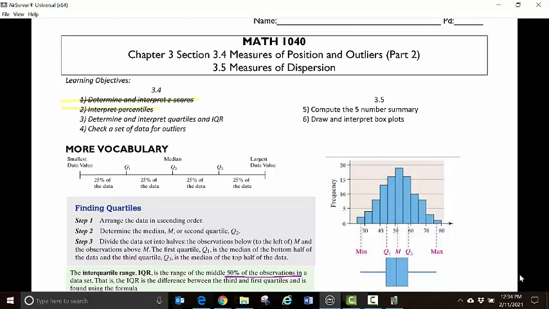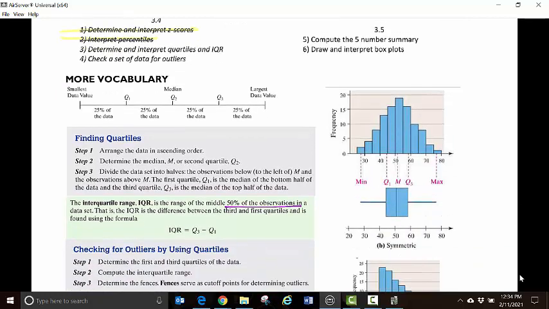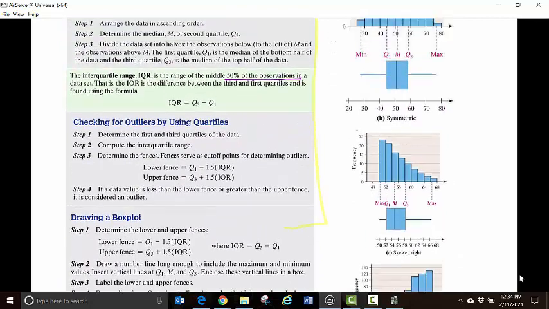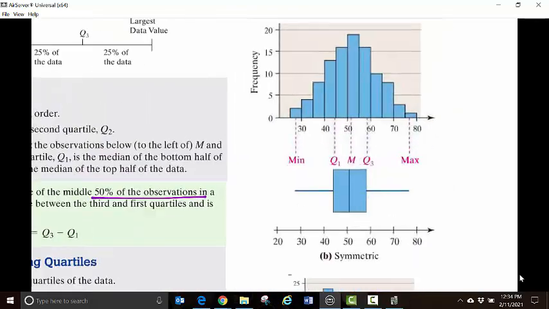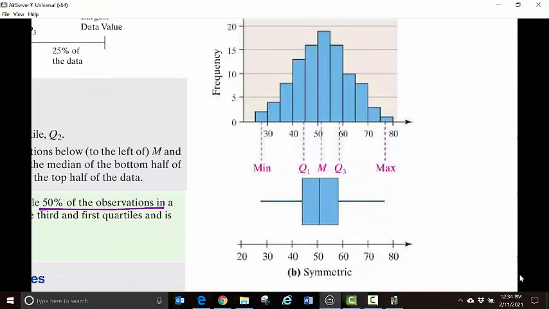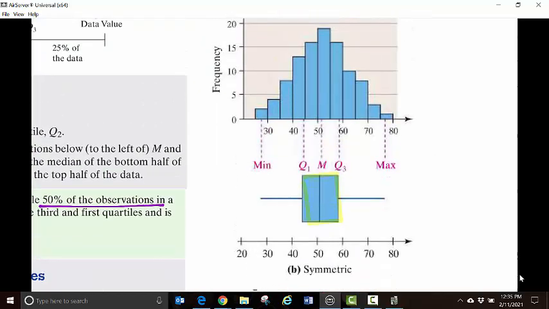So again, Tootsie Pop stuff from last semester. Okay? So these are all their steps for how to do all of this. We'll come back to it, but let's just look. This is nice and symmetric and bell-shaped. If that's the case, your box plot looks nice and symmetric and bell-shaped, and it's usually more condensed in the middle because you have more data in a smaller range.